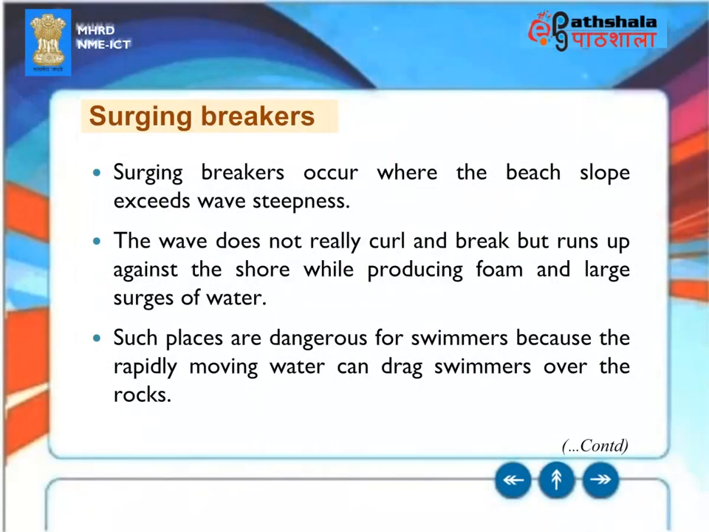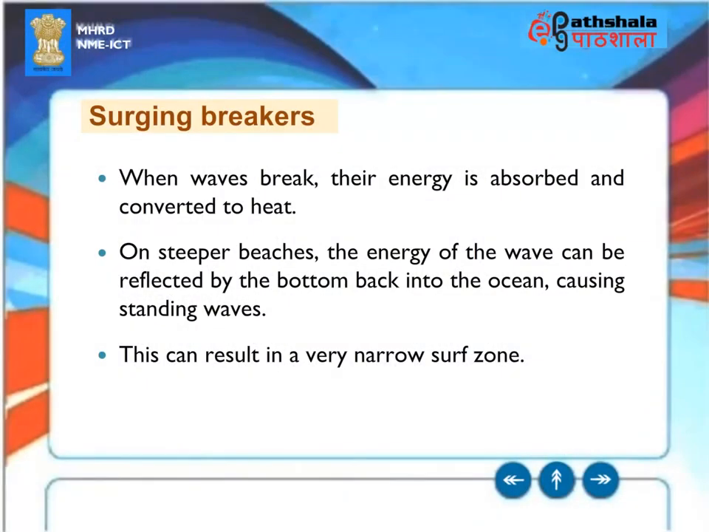Surging breakers. Surging breakers occur where the beach slope exceeds wave steepness. The wave does not really curl and break, but runs up against the shore while producing foam and large surges of water. Such places are dangerous for swimmers because the rapidly moving water can drag swimmers over the rocks. When waves break, their energy is absorbed and converted to heat. On steeper beaches, the energy of the wave can be reflected by the bottom back into the ocean, causing standing waves. This can result in a very narrow surf zone.